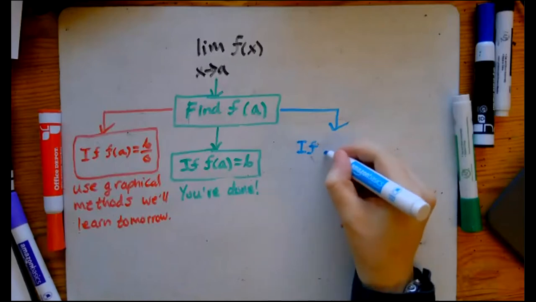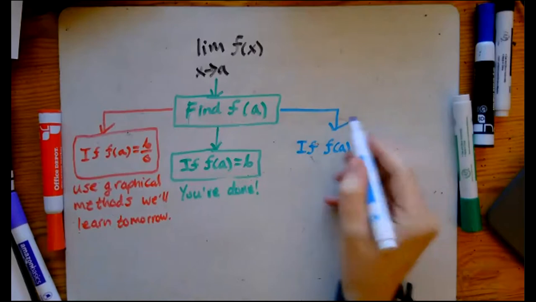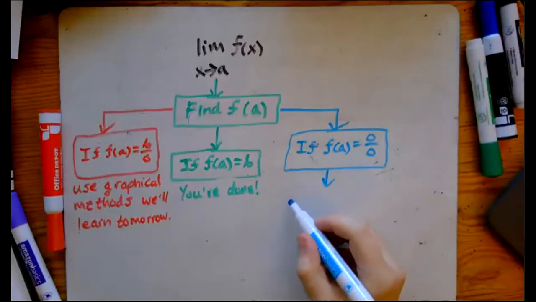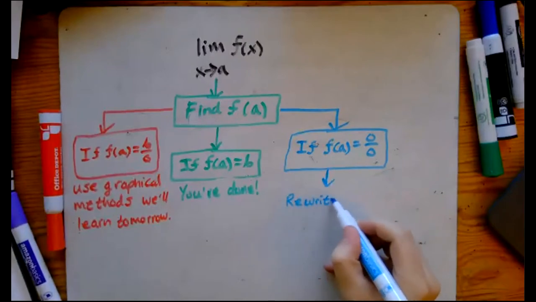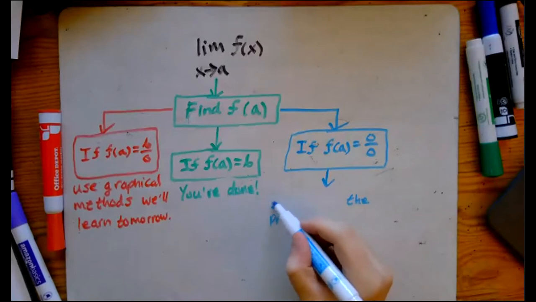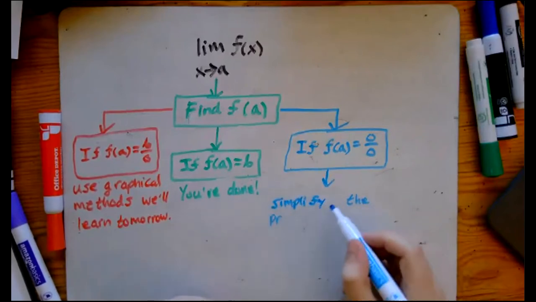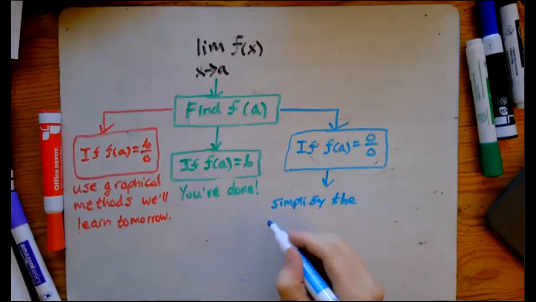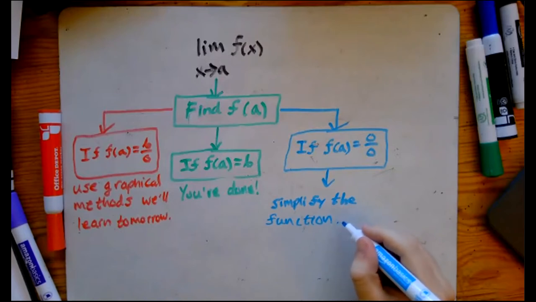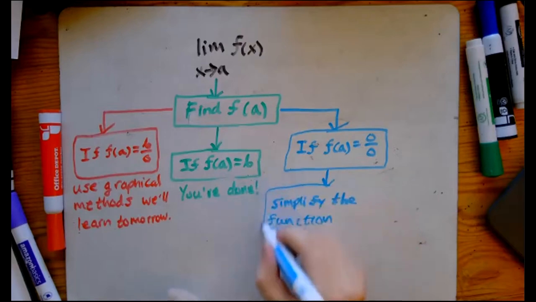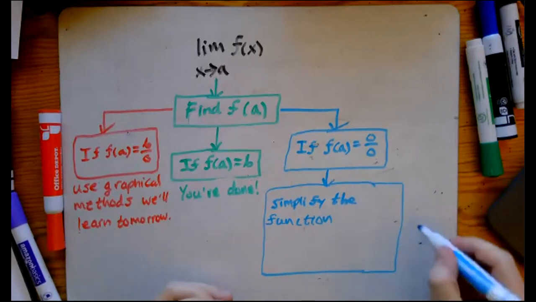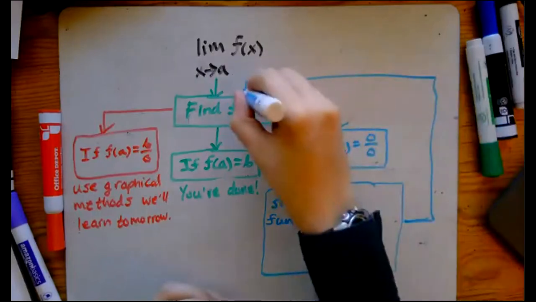But if f of a equals 0 over 0, then we're not done yet, but we do have a path forward. You can simplify the function. And then once you simplify the function, you're going to take it back to f of a, see if it works.